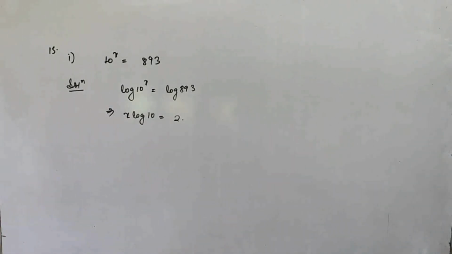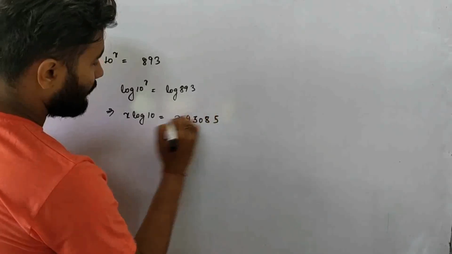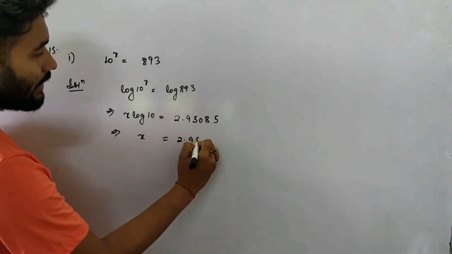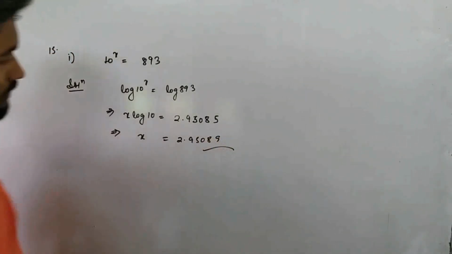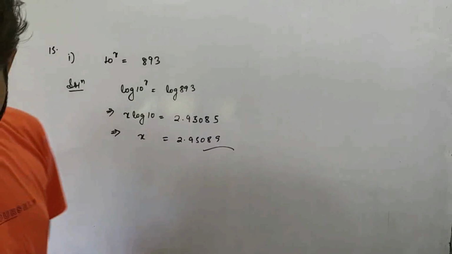Now let me check the table directly. I am not going to factorize this one. So its value will be what in the table? 89 and 3. 95085. How much? 95085. So what is log 10? Log 10 is 1. So x will be equal to what? 2.95085. So this is your answer. So these questions are not bad. Okay, they are good.